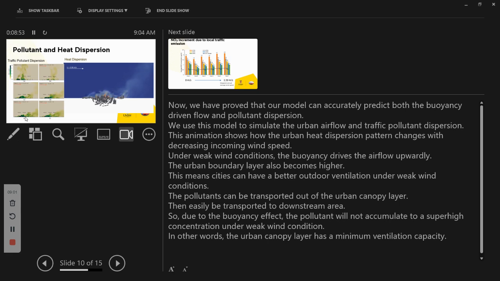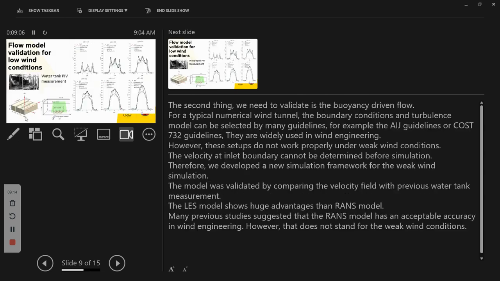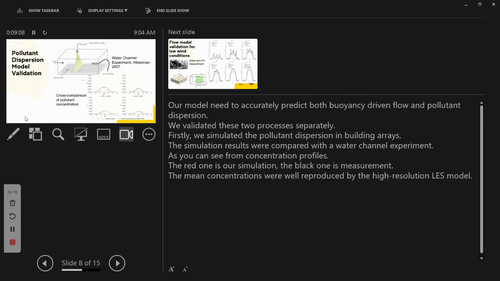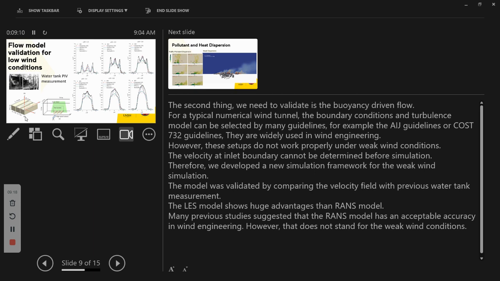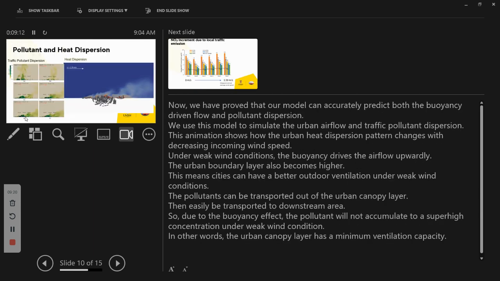So, due to the buoyancy effect, the pollutant will not accumulate to a super high concentration under the weak wind conditions. In other words, the urban canopy layer has a minimum ventilation capacity.